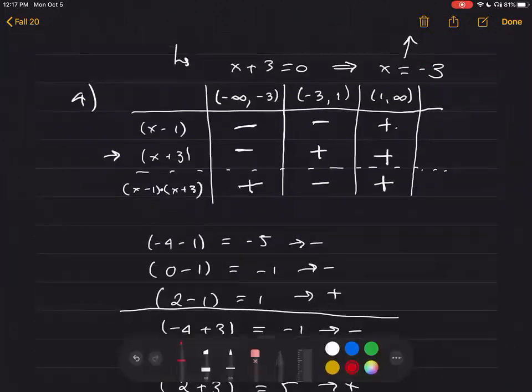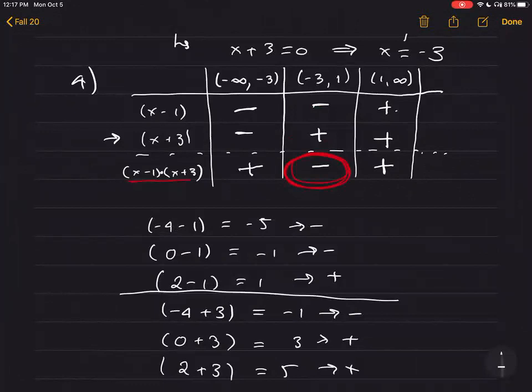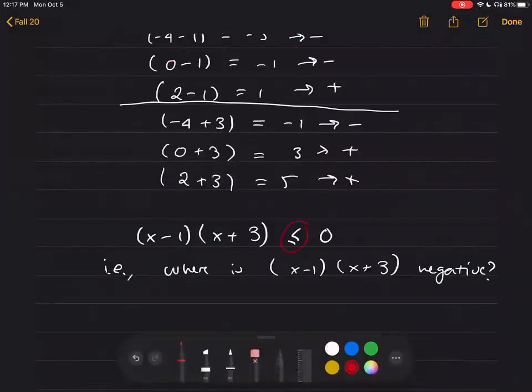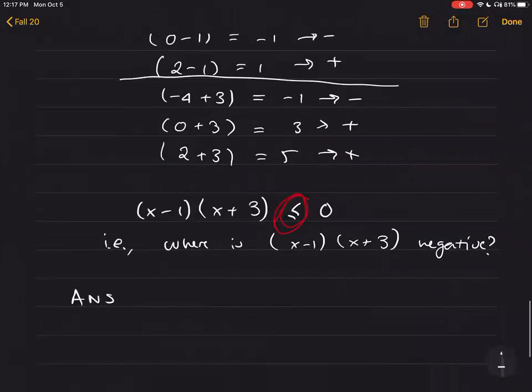We want to look down at this bottom row where we have x minus 1, x plus 3, and we want to know where it is negative. And we're like, ah, right here. So we know that the answer is going to have something to do with negative 3 to 1. Now the question is, is it a closed or open interval? It's going to be closed because we're dealing with less than or equal to. If it were just less than, then it would be an open interval. But because it's less than or equal to, the answer is going to be the closed interval, negative 3 to 1.